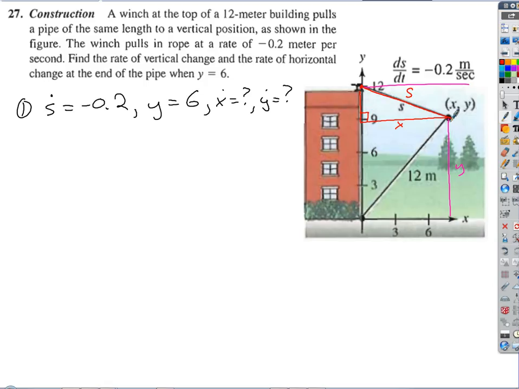So could you say that that's 6? Could you just plug in Y is 6? I can't do that yet, because I haven't differentiated yet. I can't plug in any values until after I differentiate. Does that make sense why? Okay, so that's all I can do right there, but that's enough. I've got a relationship. I know by the Pythagorean theorem, what's my parent equation?